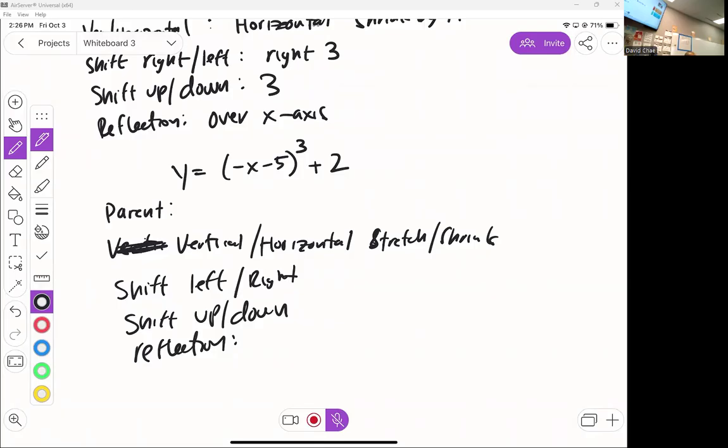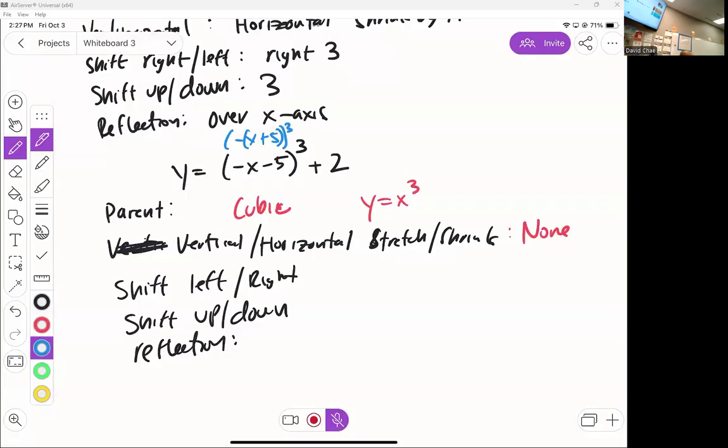All right, what's our parent? Cubic. y is equal to x to the third power. Is there a horizontal or vertical stretch or shrink? None. Good. There's no 1/2 or 2 or whatever. No 1/3. What about the shift, left or right? It has to be left. Because remember the leading coefficient is negative, so it's negative (x plus 5). You have to factor out the negative right there. Can you see that?